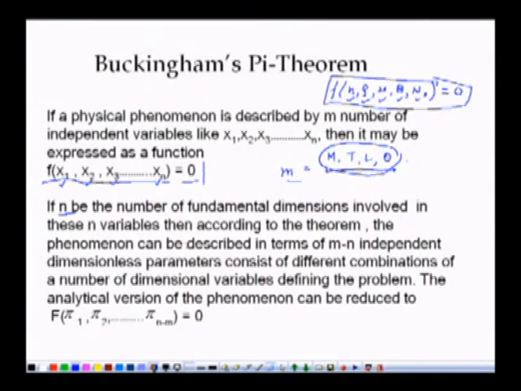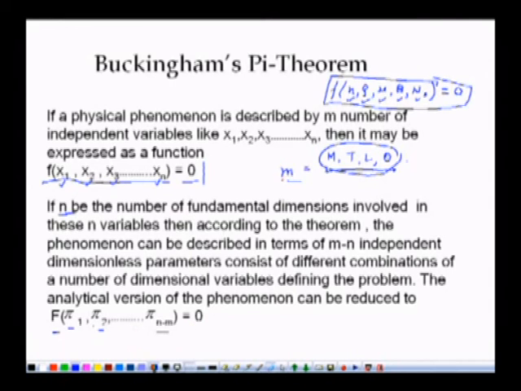So, if these m fundamental dimensions are required to describe these n number of variables, then these n number of variables can be written in terms of n minus m dimensionless terms, independent pi terms. So, this equation may be written as f, capital F, because now we have changed these variables, pi 1, pi 2, pi n minus m is equal to 0.